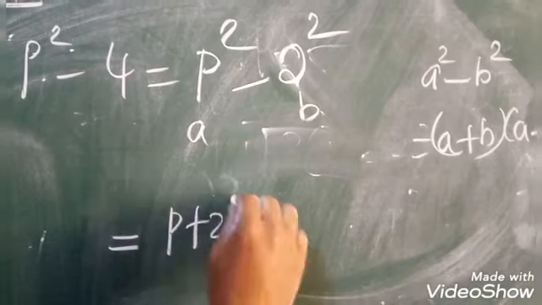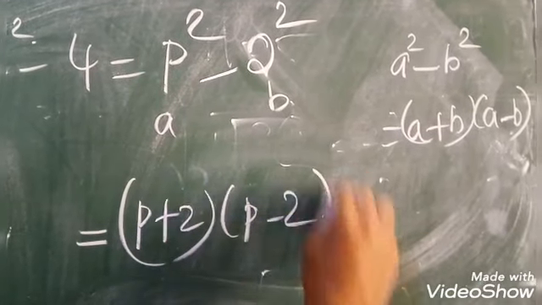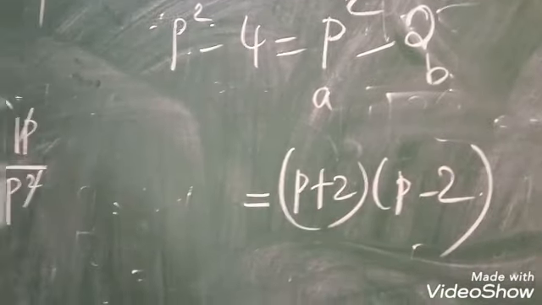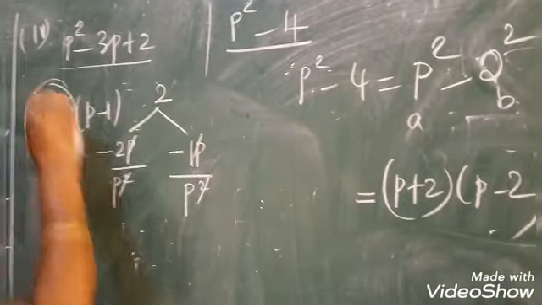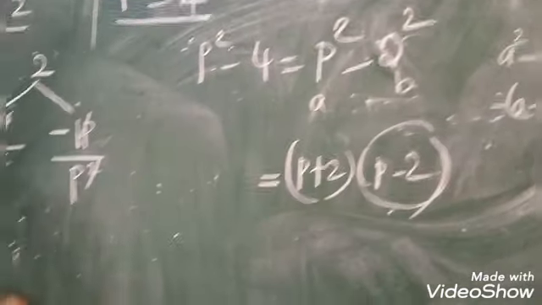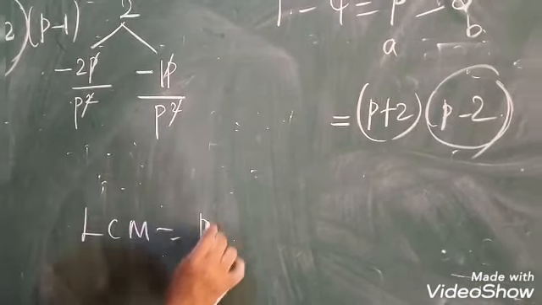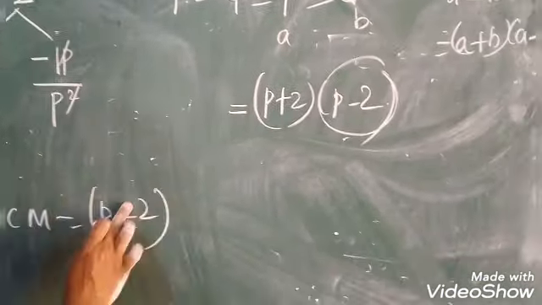So p plus 2 and p minus 2. Now we have to check what is common for both terms, girls. Here both are quadratic equations. Now the common is p minus 2. Okay girls, now for the LCM, you write p minus 2 as the common, then you also write the uncommon. What is the uncommon here? p minus 1 and the remaining is p plus 2. These are the LCM of these two polynomials.